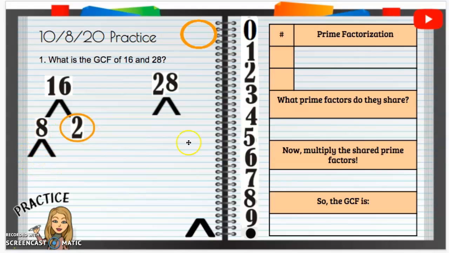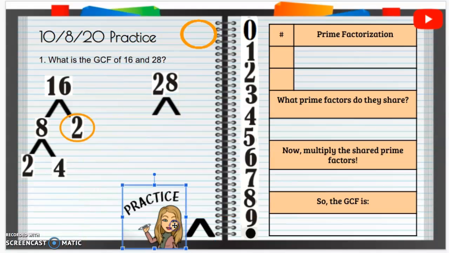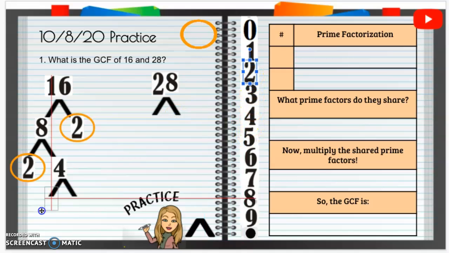What times what equals 8? 4 times 2 equals 8, or 2 times 4. I'm going to move my little Bitmoji over here just so we have a little more room. Is 2 a prime number? Yes, it is, because the only 2 factors are 1 and itself. What about 4? No, 4 is not a prime number because 2 times 2 equals 4.